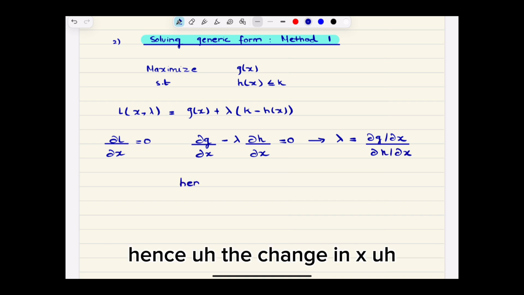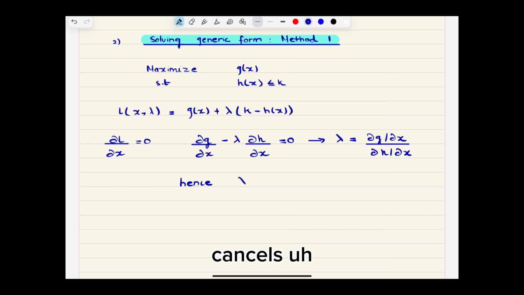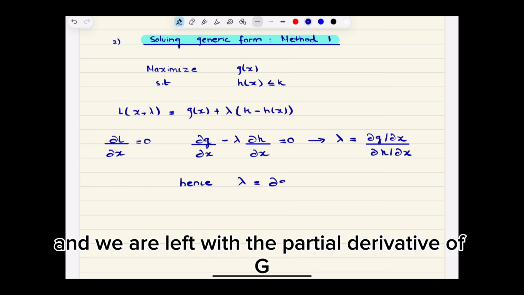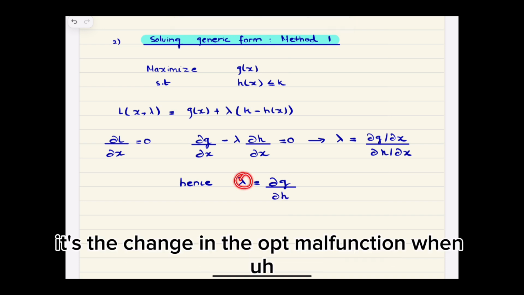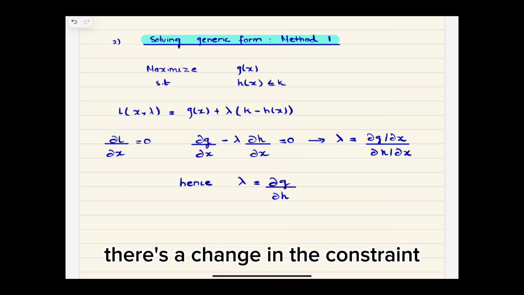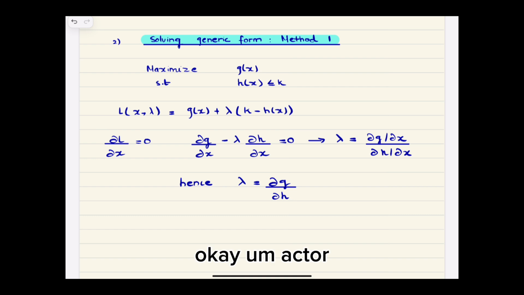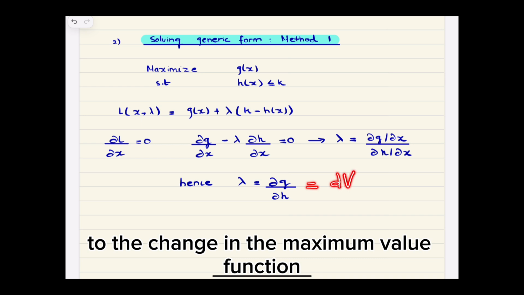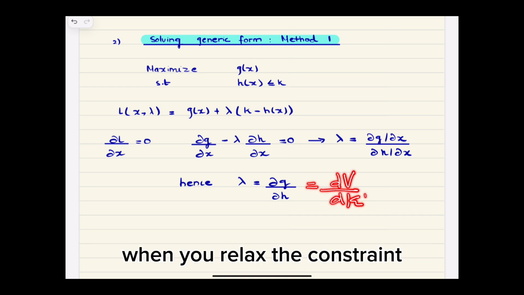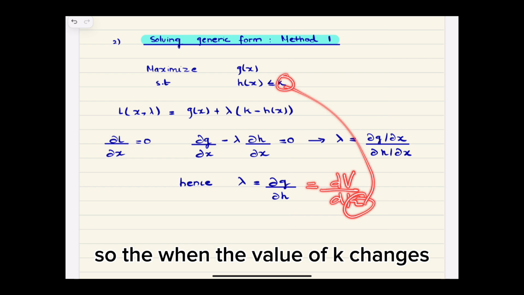Hence, the change in x cancels out, and we are left with the partial derivative of g with respect to h. So basically it's telling us the change in the optimal function when there's a change in the constraint. And it should be equal to the change in the maximum value function when you relax the constraint, so when the value of k changes.